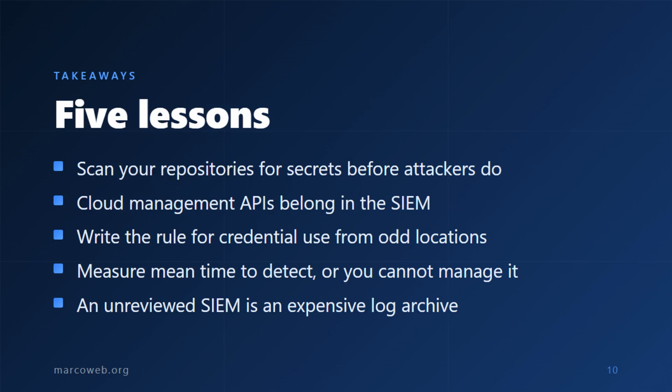Five lessons. One is scan your source code repositories for secrets. Tools do this automatically and stop the credential ever being committed. That is the prevention control. SIEM is the detection control for when prevention fails.